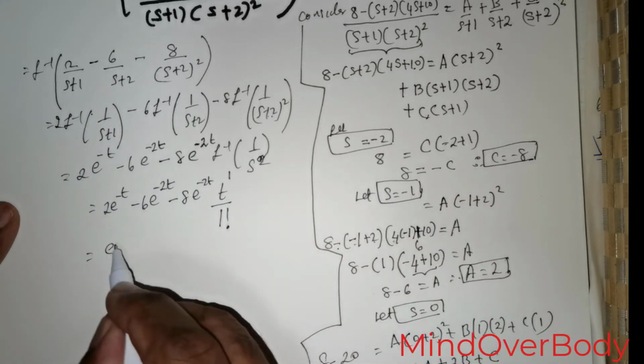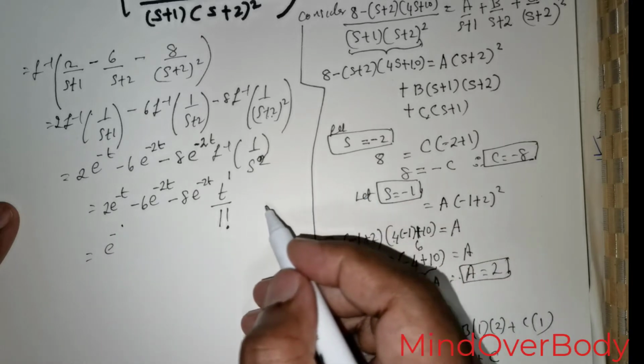So if I were to rewrite this by taking e raised to the, can I take anything in common?